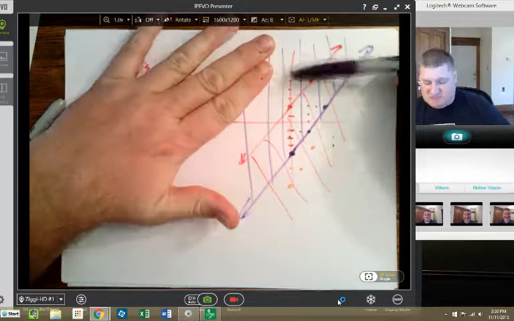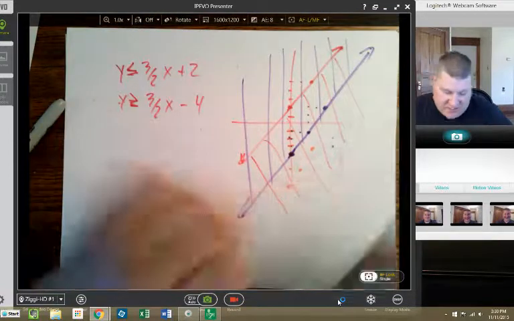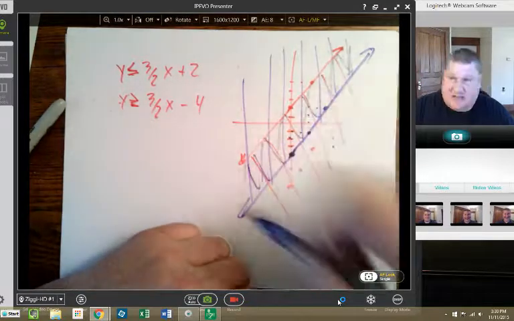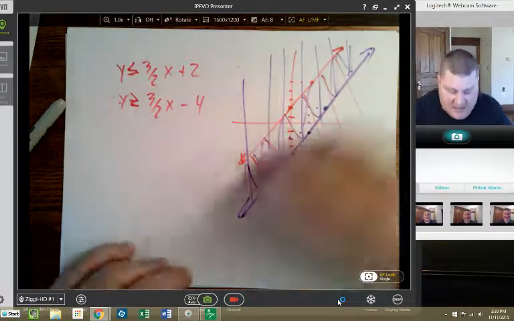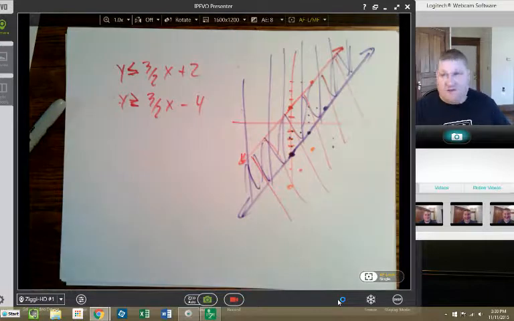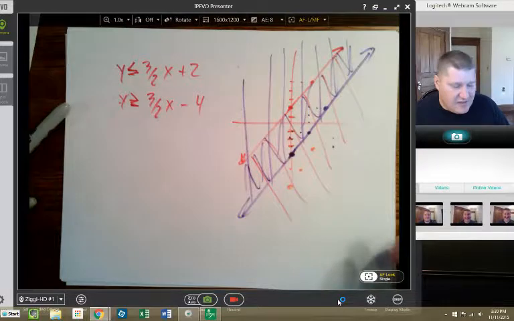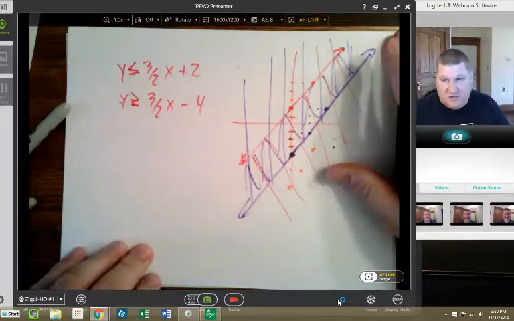Out here it's just purple. Out here it's just orange. But in this middle area, we have purple and orange at the same time, meaning that this is the area we're interested in. So now parallel lines can have solutions because we're graphing inequalities, not just equalities.